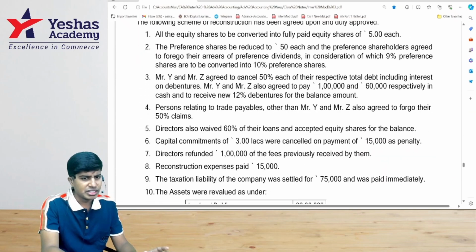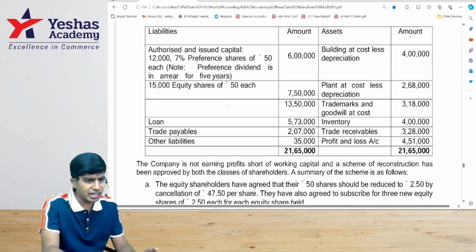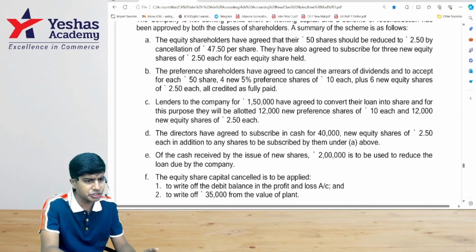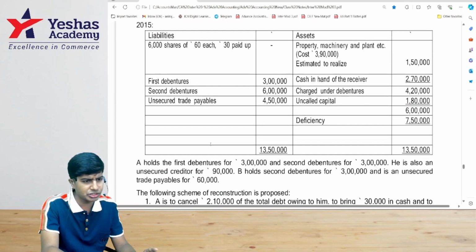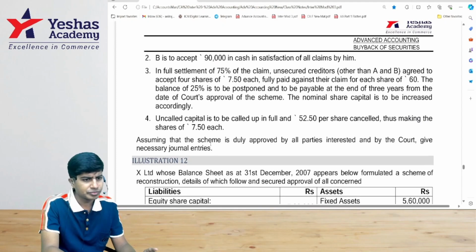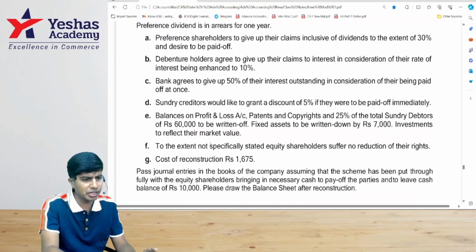The total debt, some part is there. Here it's there, and there is one more debenture adjustment somewhere. Director, liability.